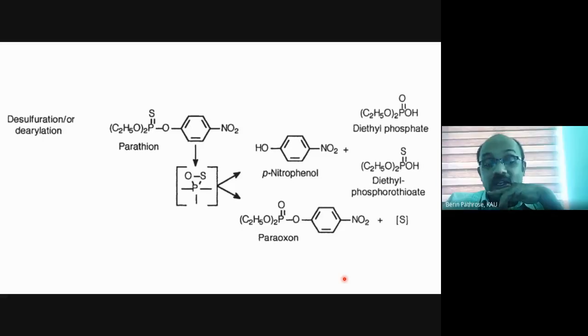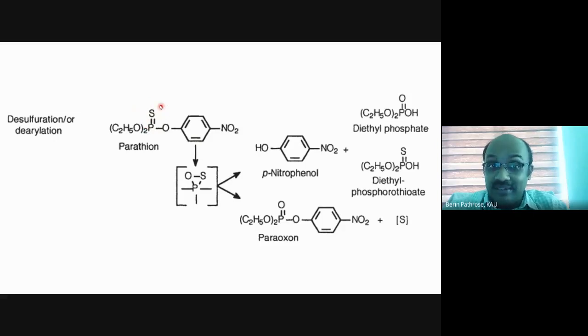Benzene ring. Yes, benzene ring. Anyone with the benzene ring? Okay. So here you can see this is parathion. In parathion, it is converted to paraoxon by removal of this sulfur atom.